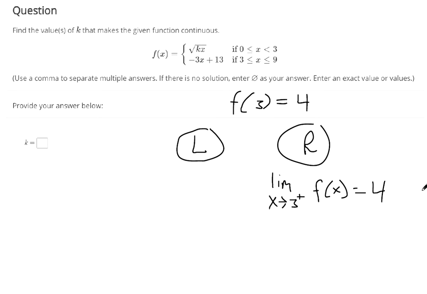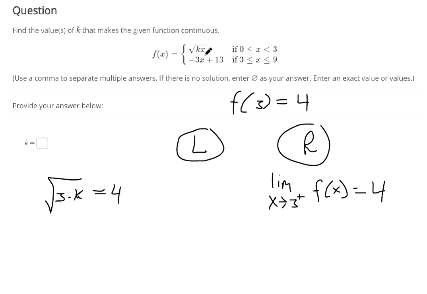We need the left-hand limit to also equal 4. So we can find the left-hand limit by plugging in 3. So I plugged in 3 for x here. Because the left-hand limit is when we get infinitely close to 3 from the left. So this is like 2.9 or 2.999 or 2.99999, getting infinitely close to 3. And we need this to equal 4. It needs to equal the same thing as the limit and as the exact value for it to be continuous.